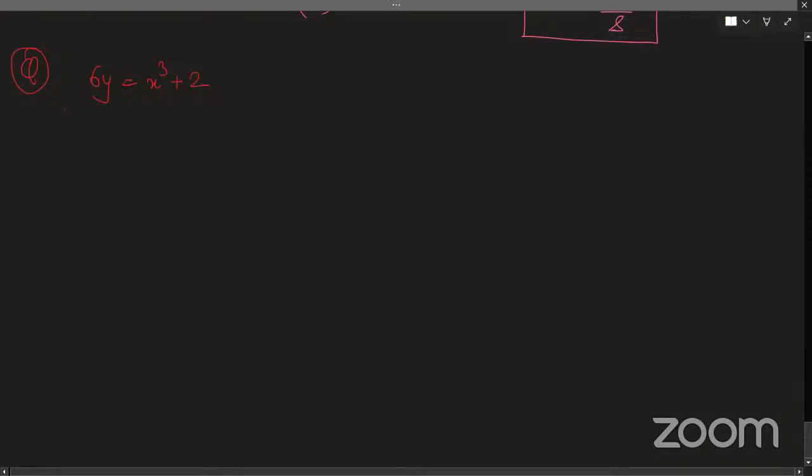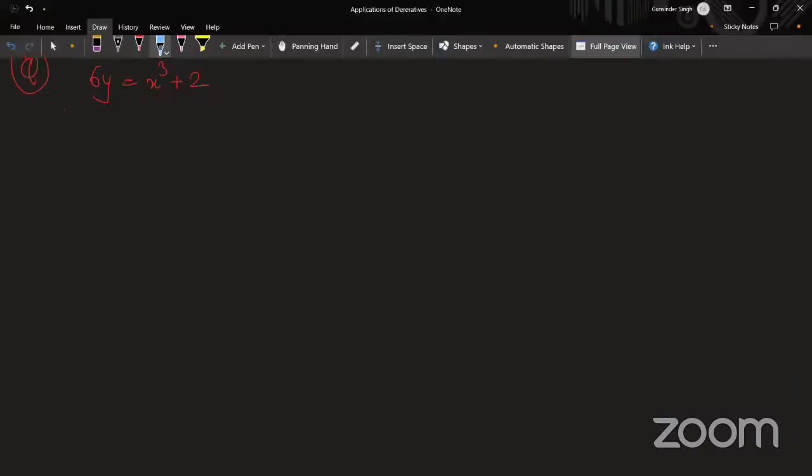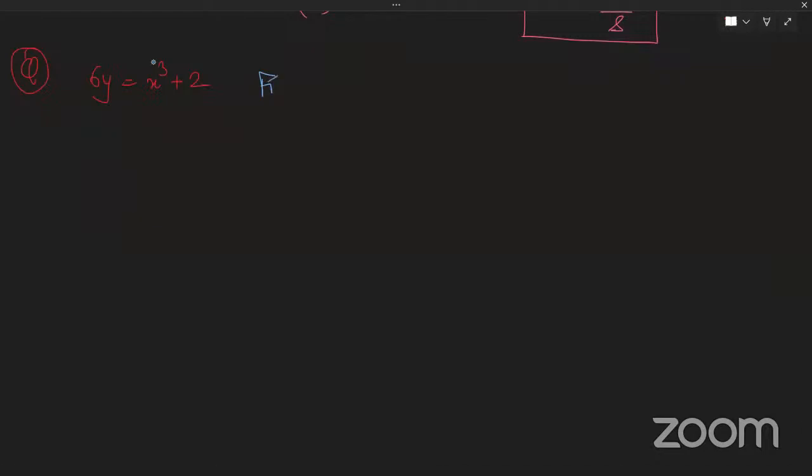Okay, fine. Let us just try one more last question before going today. So you have been given the equation of a curve, 6y is equal to x cube plus 2. This is a function that's been given to you. It is asking you to find the point on the curve.